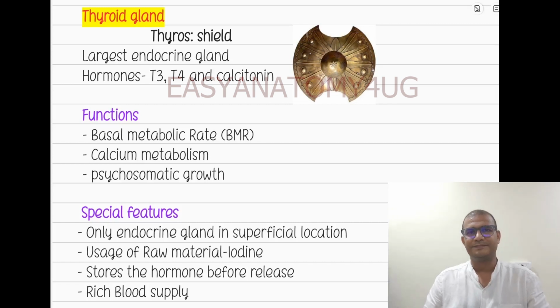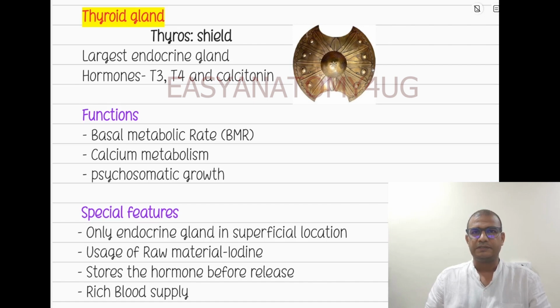Hello friends, today we will discuss one of the important endocrine glands, the thyroid gland. The name thyroid is derived from the word thyros, which means a shield-like structure. You can see in the slide that a picture of a shield has been pasted over there. It is the largest endocrine gland and it secretes the hormones T3, T4 and calcitonin.